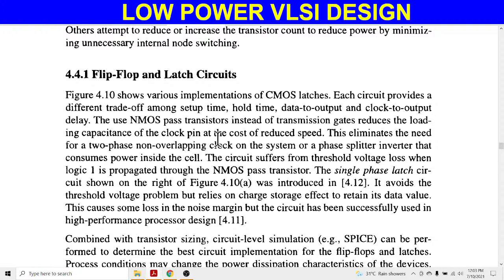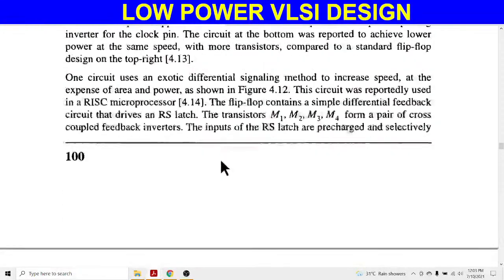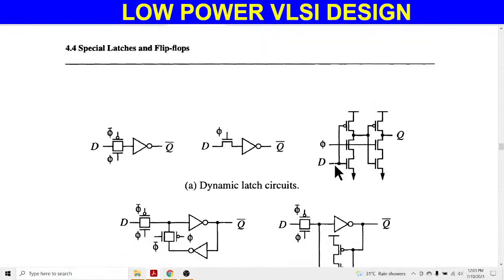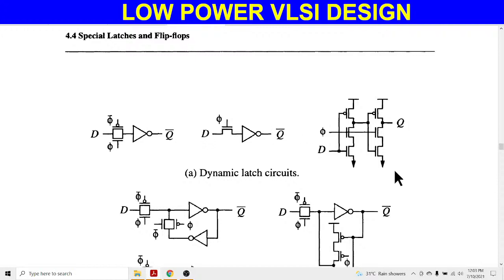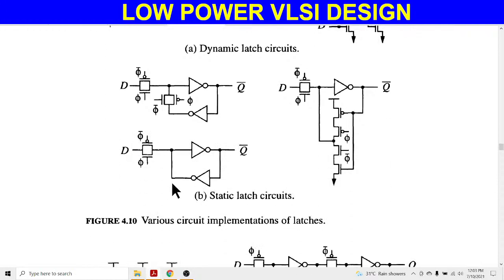Okay, some circuits are mentioned here. These circuits are nothing but some modifications we have made to minimize the power dissipation in a flip-flop. These are some examples of latches. These three circuits are examples of dynamic latches. This one is a static latch.